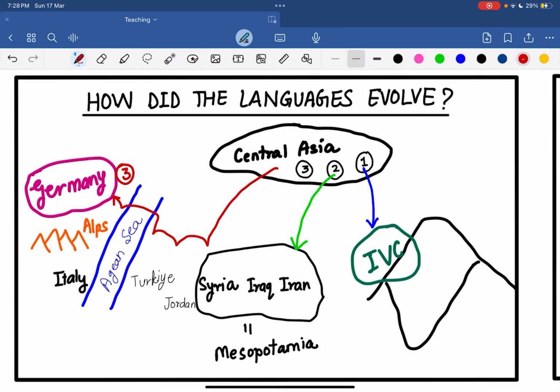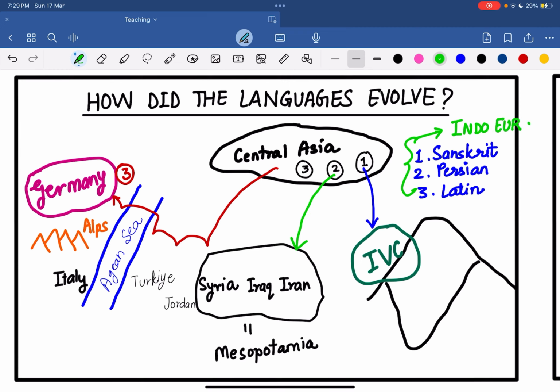So you'll have to understand one thing very carefully, be it Sanskrit, be it Persian, or be it Latin. The mother language happens to be that of, yes, Indo-European. Because organically, originally, when we talk about group number 1, group number 2 and group number 3, they spoke the Indo-European language, which furthermore evolved into Sanskrit, Persian and Latin respectively.